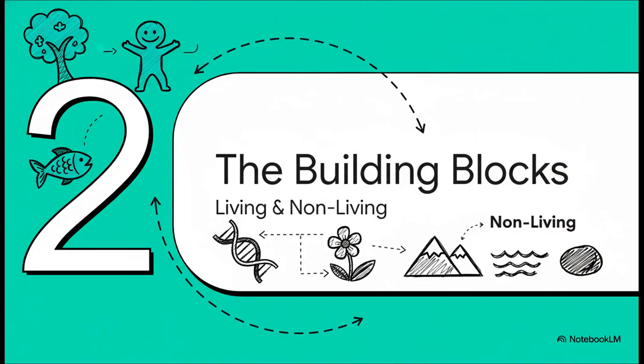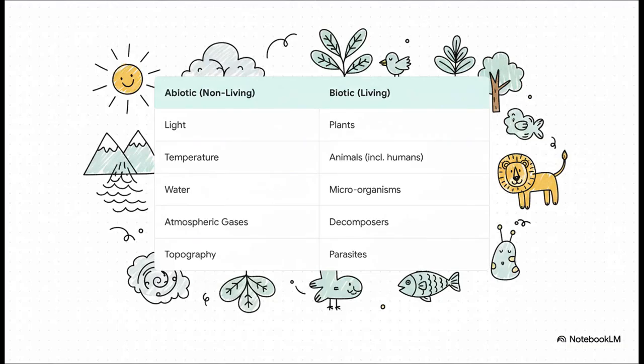Now, everything is, well, it's a lot to wrap your head around. So to make sense of it all, scientists break it down into two main categories, the living parts and the non-living parts. And of course, there are some sciencey terms for these. Abiotic refers to all the non-living stuff. Think sunlight, temperature, water, even the shape of the land. And biotic, well, you can probably guess. That's all the living things, plants, animals, including us, and even tiny microorganisms you can't even see.